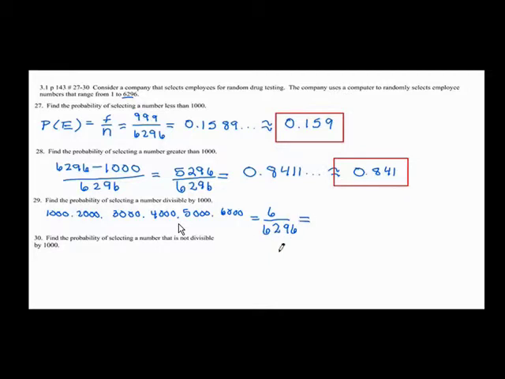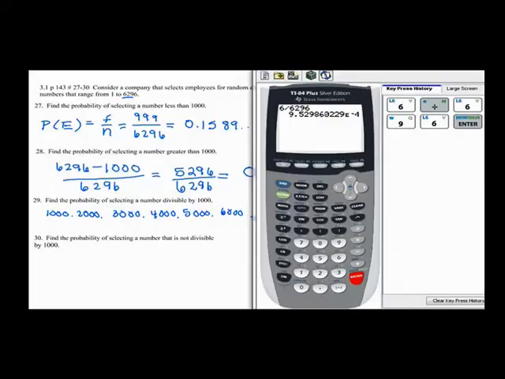So when you divide that out in your calculator, I divided 6 by 6296. It gave me 9.5298 and so on, e to the negative 4. Well, that means 10 to the negative 4. So you're multiplying this by 10 to the negative 4, and what that means is you're going to move your decimal to the left 4 places.